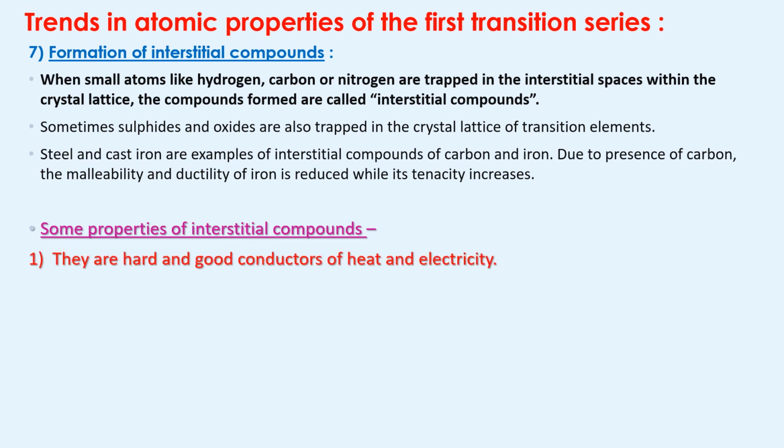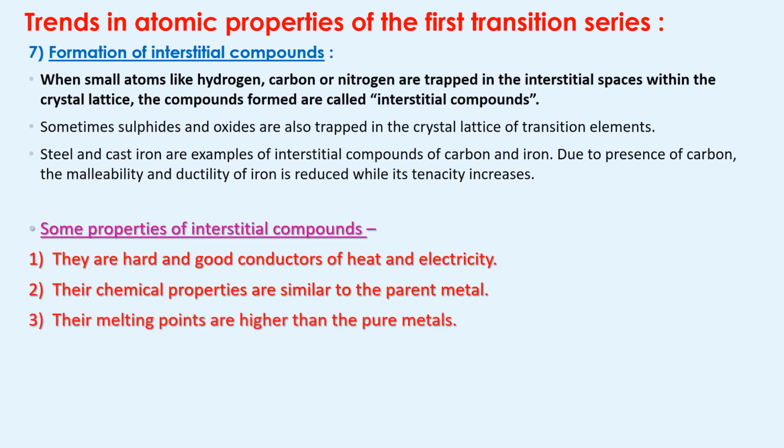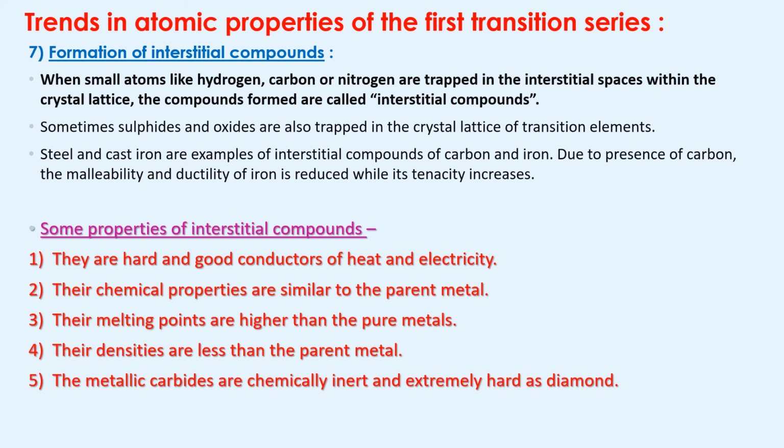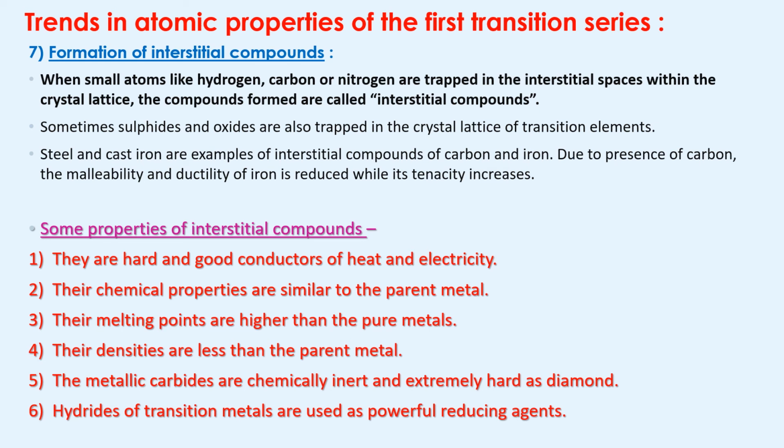Now some properties of an interstitial compound. So what are the properties of interstitial compound? So they are hard and good conductors of heat and electricity. Second property is what? Their chemical properties are similar to their parent metal. Third one is their melting points are higher than pure metal. Fourth one, their densities are less than the parent metal. And the metallic carbides are chemically inert and extremely hard as a diamond. And hydrides of these transition metals are powerful reducing agents.